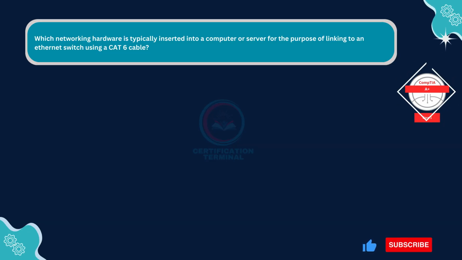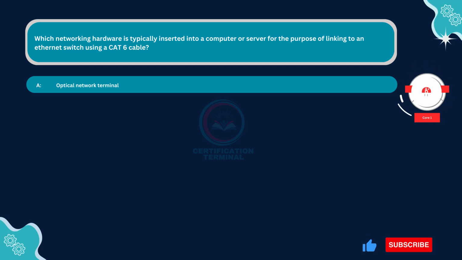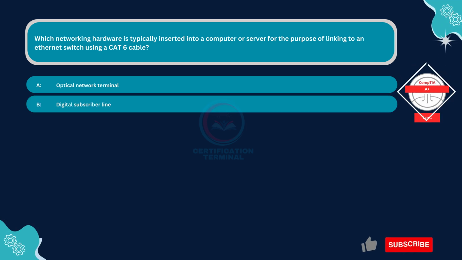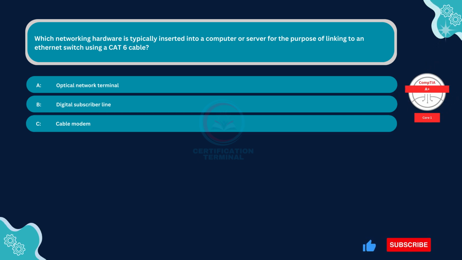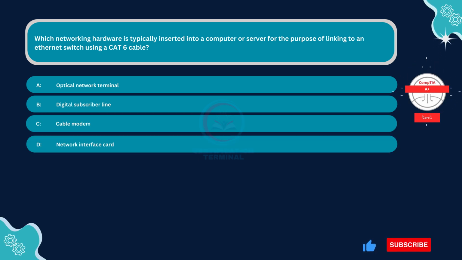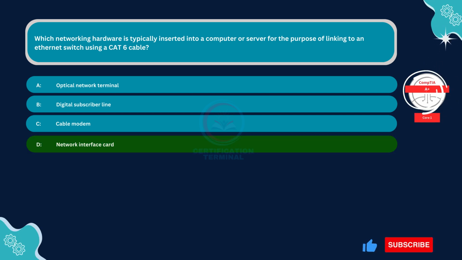Which networking hardware is typically inserted into a computer or server for the purpose of linking to an Ethernet switch using a Cat6 cable? Option A, optical network terminal. Option B, digital subscriber line. Option C, cable modem. Option D, network interface card. The correct answer is Option D, network interface card.